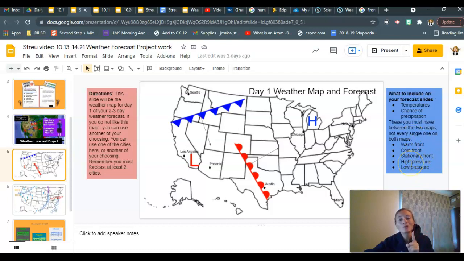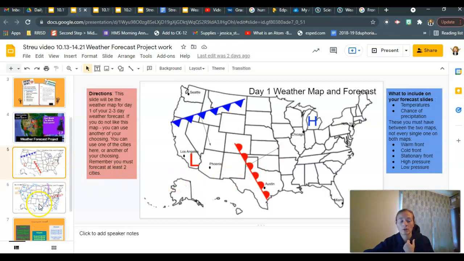Okay? But also remember that I want to see the progression. If you have a cold front on your first map, you should still have a cold front on your second map, but it should move. Same with your warm front. It should move in the direction that it's going.